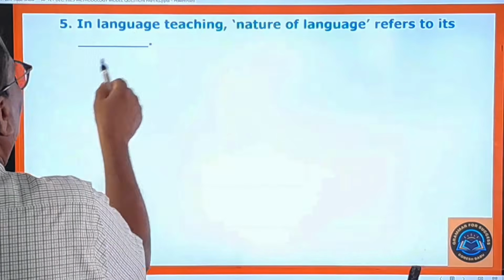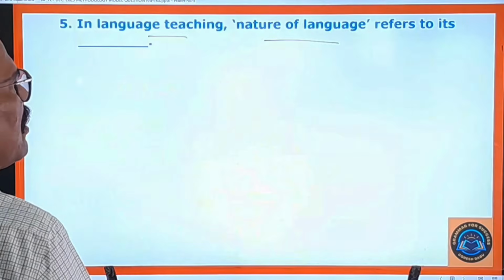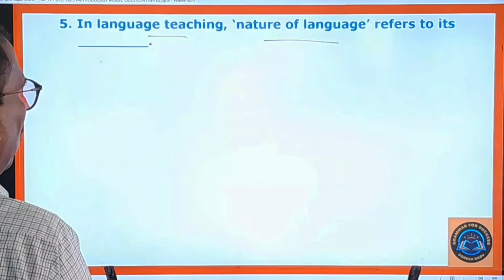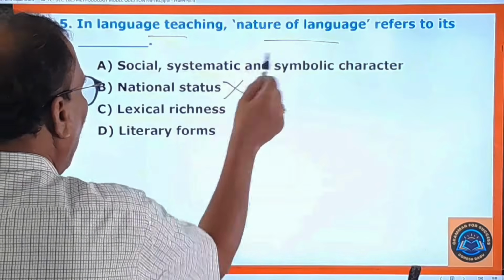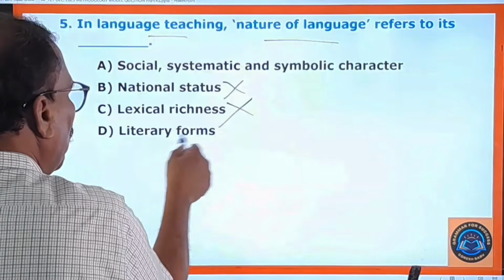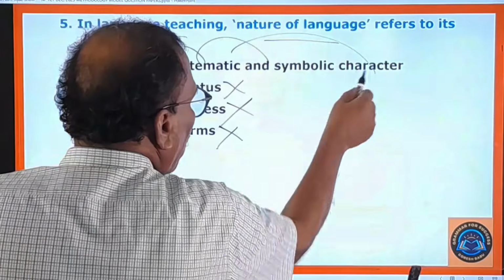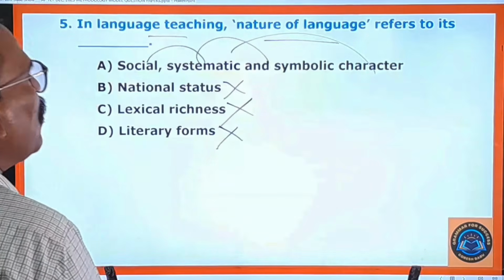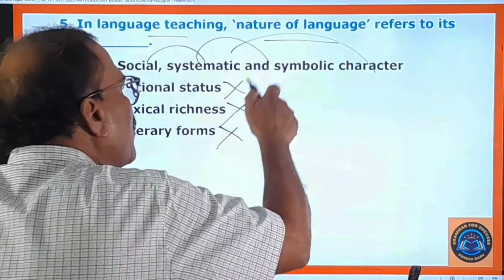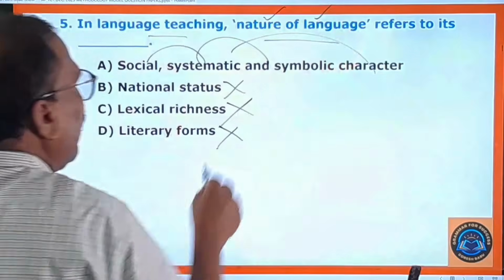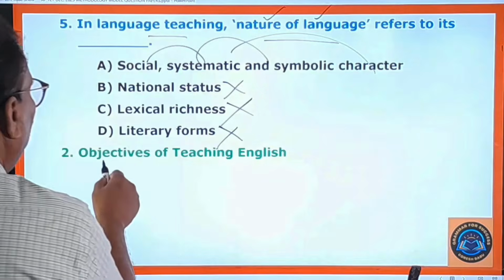Okay. Fifth question, in language teaching, what is meant by nature of language? It refers not to national status, not to lexical richness, not to literary forms, but only to the social, systematic and symbolic character of the language. So the social, systematic and symbolic character of the language itself is called nature of language, right? Now you move on to the second topic of this methodology, objectives of teaching.